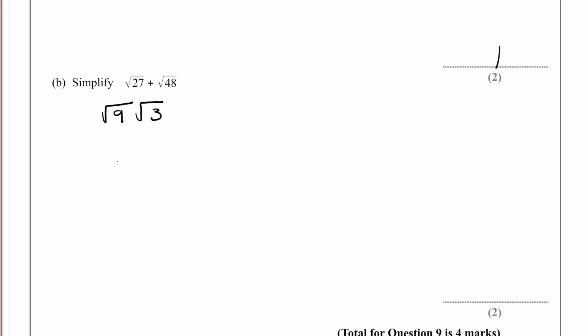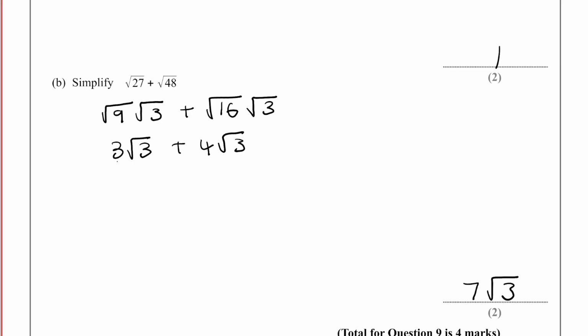And root 9 can be changed into a normal 3. So square root 27 is the same as 3 root 3's. Square root 48 is 16 times 3. Root 16 is 4, so it's 4 root 3's. And we've got 3 root 3's plus 4 root 3's. So in total, we've got 7 root 3's.